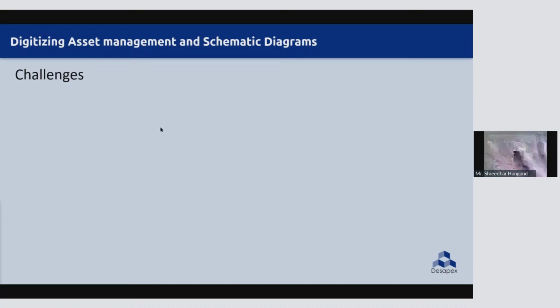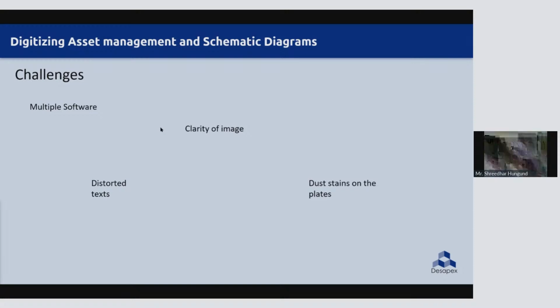So like I said, there were many challenges because you had to bring in multiple softwares that had to work together to make this entire automation happen. There were issues in terms of distorted text or unclear images, dust and stains on the photographs of the actual equipment. So there were many.